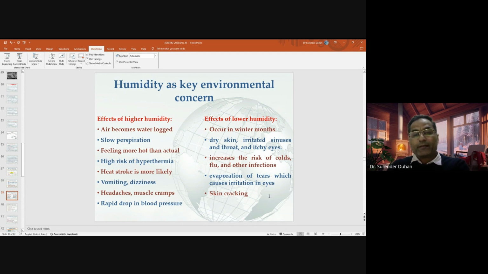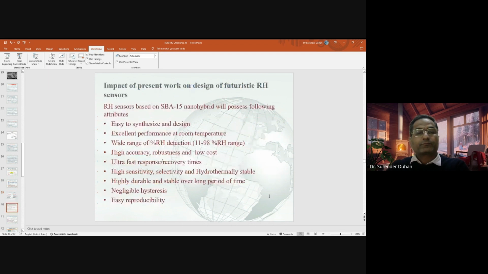Effect of low humidity, which occurs in winter months: dry skin, irritated sinuses and throat, itchy eyes, increased risk of colds, flu, and other infections. Evaporation of tears causes irritation in eyes, and skin cracking.